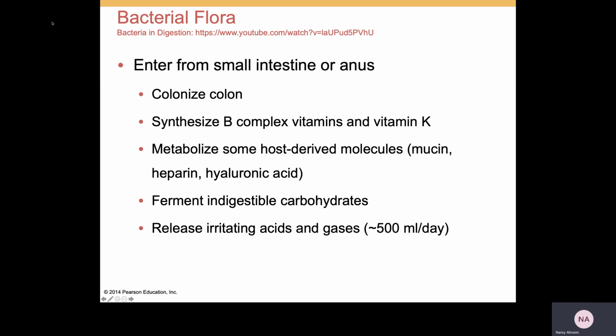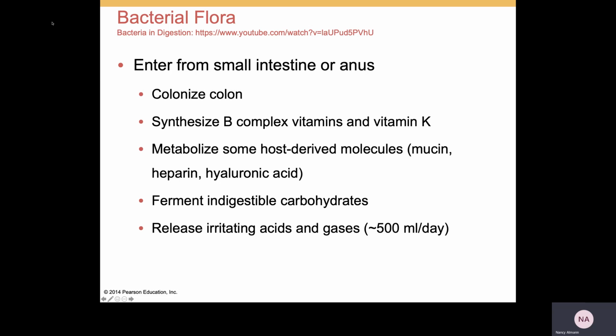Bacterial flora, oh, I could wax eloquent about these for classes and classes and classes. How do they get there? They're going to either enter from the small intestine or through the anus, and their job is to colonize the colon. They are going to synthesize B vitamins, not just B12, but multiple B vitamins, as well as vitamin K. You need K for clotting, and you need B vitamins as cofactors and coenzymes.